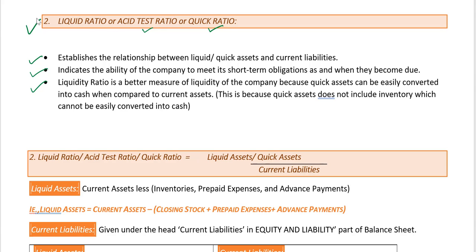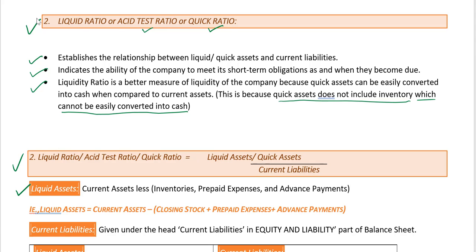Why is it so? This is because quick assets does not include the closing stock or the inventory, which cannot be easily converted into cash. So we can realize quick assets more easily than current assets, which include the closing stocks and the inventory. The formula for arriving at the liquid ratio: we need to take the liquid assets or the quick assets divided by current liabilities.